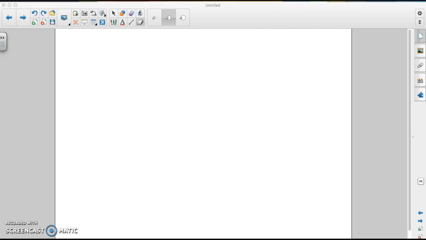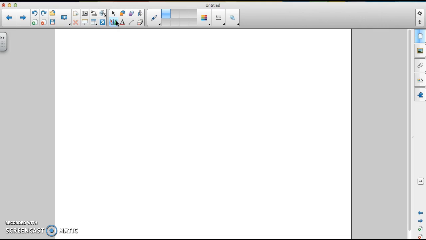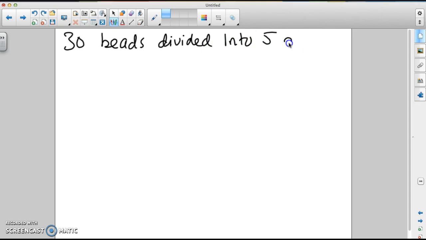All right, boys and girls, the question is asking us this. 30 beads divided into 5 groups. And it's asking us what fraction would represent that.